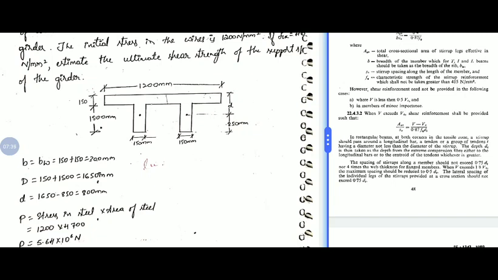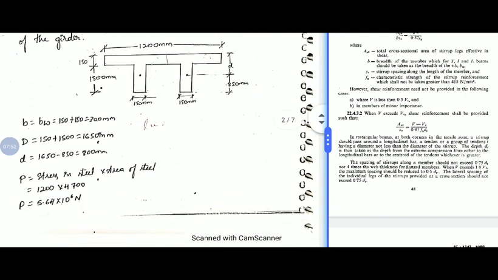And effective depth is 1650 minus 850. 850 is what is given in the question, that is, the cables are located at a height of 850 mm from the bottom or from the soffit. So the total effective depth will be 800 mm. So the pre-stress area of steel is given and the initial stress is given, so we need to find out the pre-stressing force.